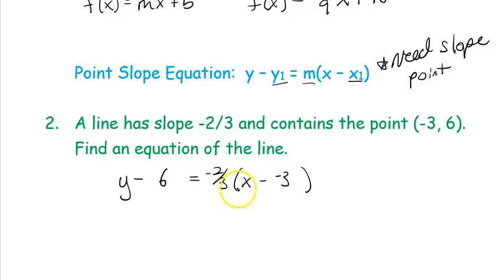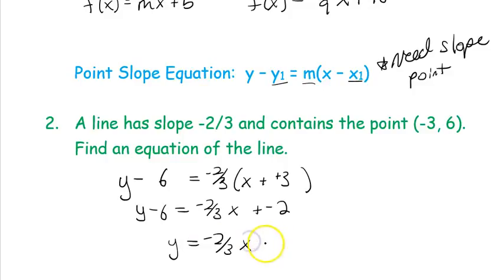So you can leave it like this, or you can work on it a little bit, because obviously two negatives will make a positive. And I can distribute this through and get -2/3 x plus 2, and then add my 6 over and get +8... and then I'm in slope-intercept form, which is really useful to graph with. Plus I know my y-intercept is 4, and I can again still see that the slope is -2/3. So I just think that the point-slope is really useful for that kind of problem.